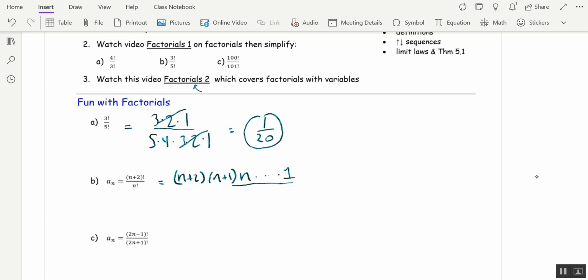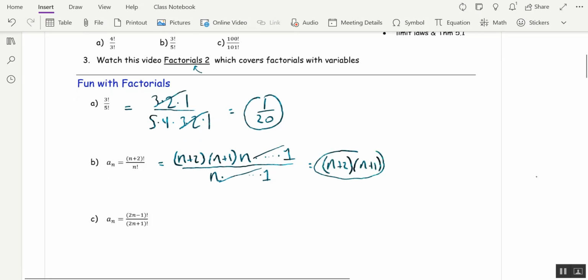On the bottom, we've got n factorial. So that's going to start at n and then go n minus 1, dot, dot, dot, down to 1. And so again, we're getting a lot of cancellation, and the only thing left on top is n plus 2, n plus 1. Okay, one more.